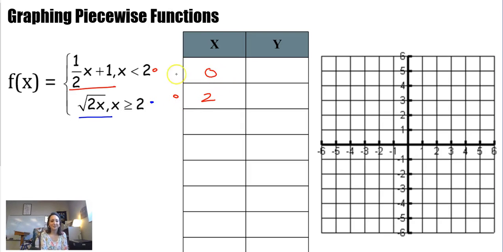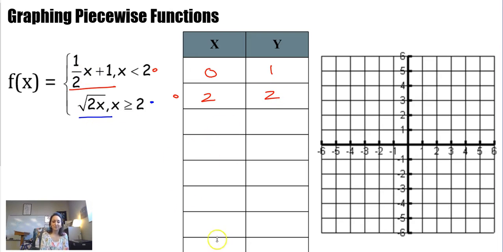All right, so let's plug these values into the top piece. When x is 0, what does the top piece become? The top piece becomes 0 plus 1, which is 1. When I plug in 2 for x to the red part, what does the top piece become? The top piece becomes 1 plus 1, which is 2, right?